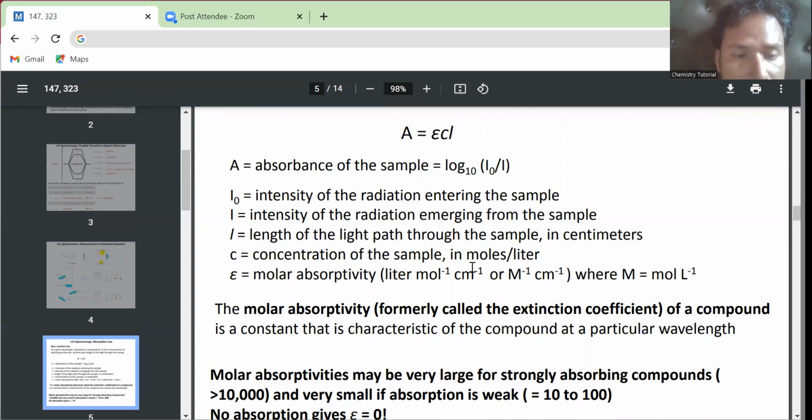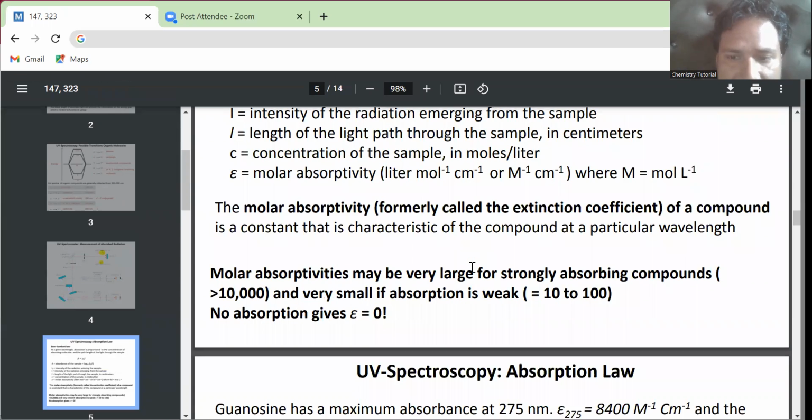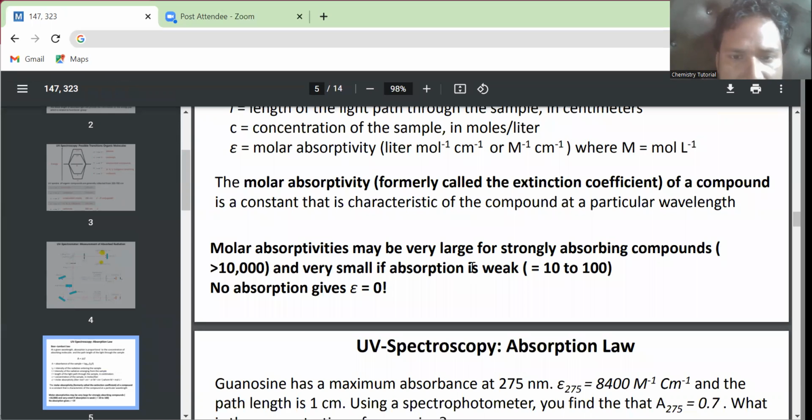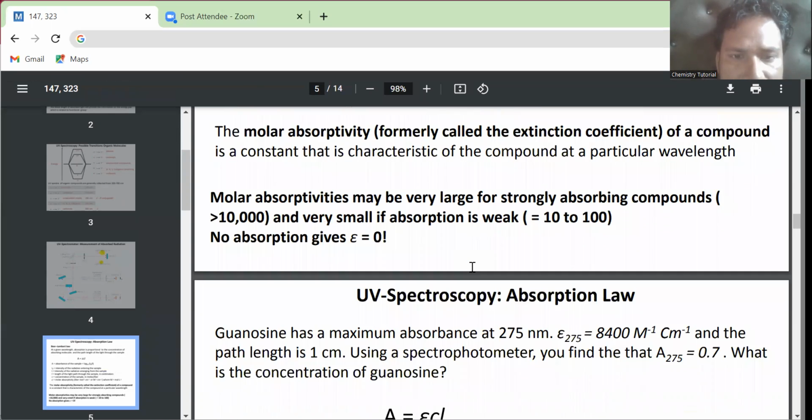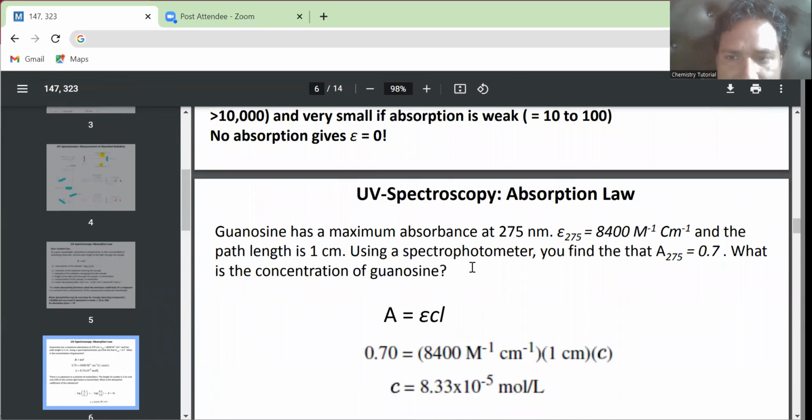Next, molar absorptivity may be very large for strongly absorbing molecules, more than 10,000, and very small for weak absorption, around 10 to 100. No absorption means sigma is equal to 0. UV spectroscopy follows the absorption law.